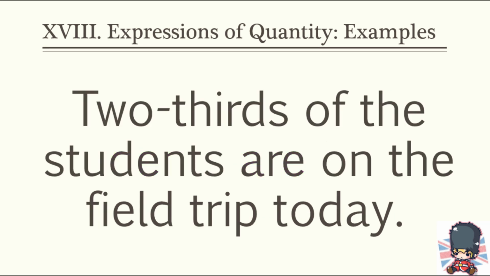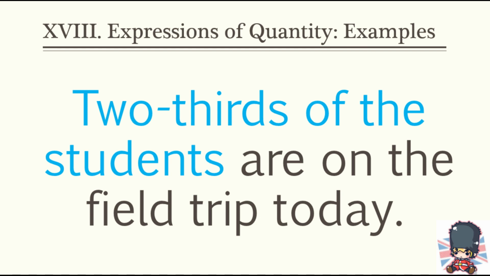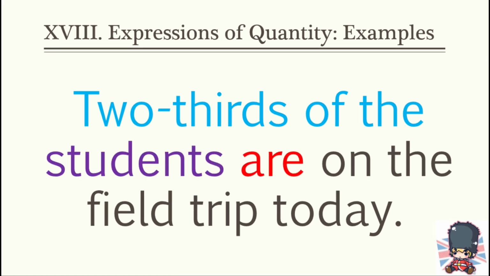Sa pangalawang example, 2/3 of the students are on the field trip today. So, gumamit ulit ako ng 2/3 para makita nyo lang yung pinagkaiba. So, dito naman, students naman siya, plural. So, dahil plural ang students, you have to use a plural verb, which is are. Okay? Napansin nyo yung pinakamalapit na noun sa tabi ng verb, yun yung basihan natin.